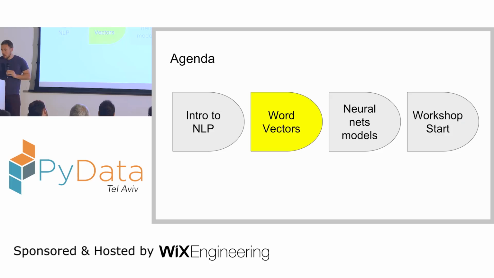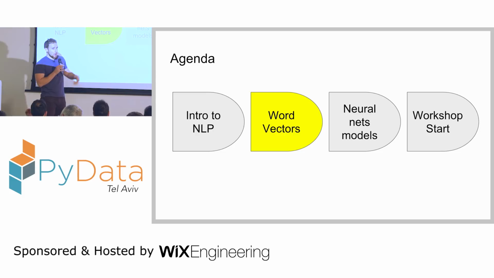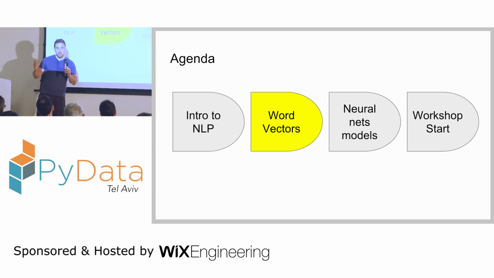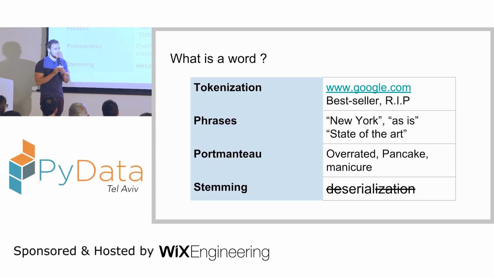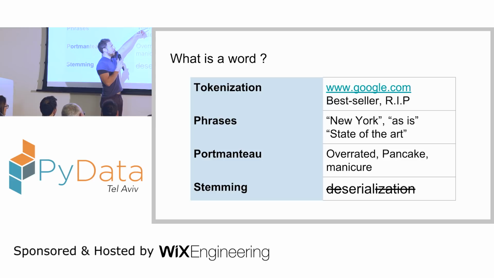Okay, so this was our intro to NLP. Now we're going to talk about generating word vectors or token vectors from the textual content. So, let's start by discussing what is a word. I can take my entire text and just split it by white space or punctuation, but what would I do with things like web addresses? Obviously, www is not a valid word. What about phrases like bestseller, R.I.P., rest in peace? R is not a word, I is not a word. So tokenization might be an issue.